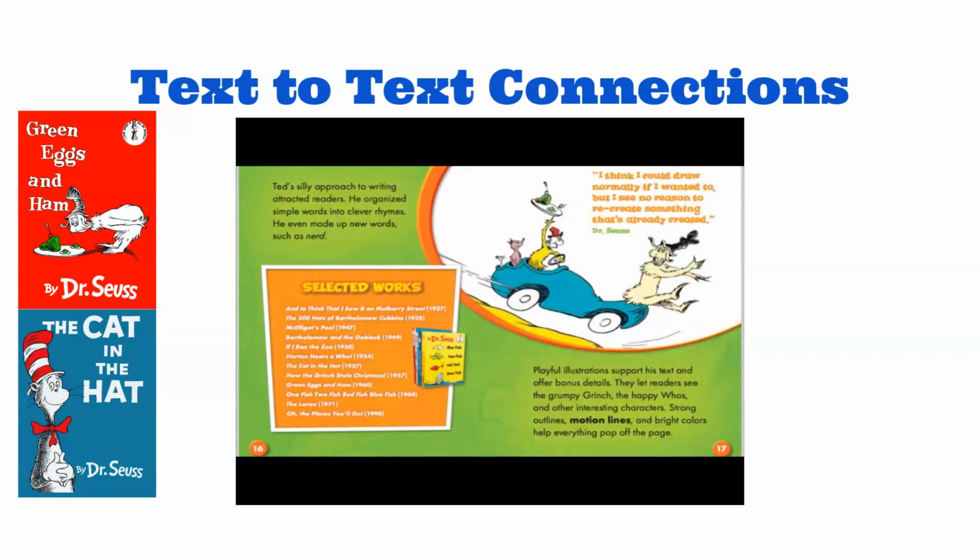Ted's silly approach to writing attracted readers. He organized simple words into clever rhymes. He even made up new words, such as nerd. Playful illustrations support his text and offer bonus detail. They let readers see the Grumpy Grinch, the Happy Who's, and the other interesting characters. Strong outlines, motion lines, and bright colors help everything pop off the page.